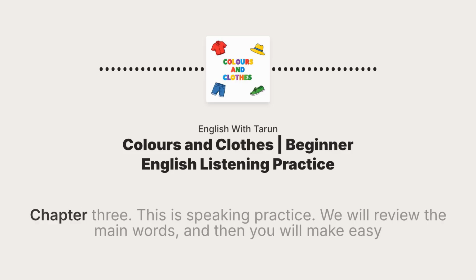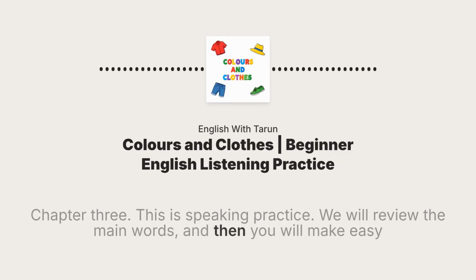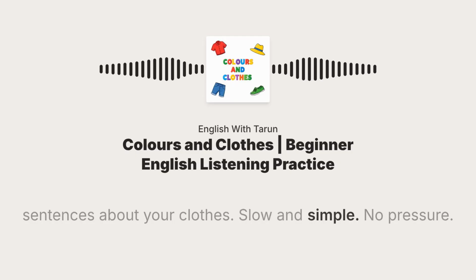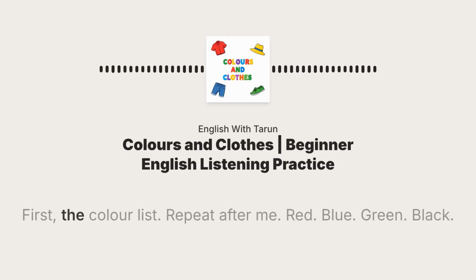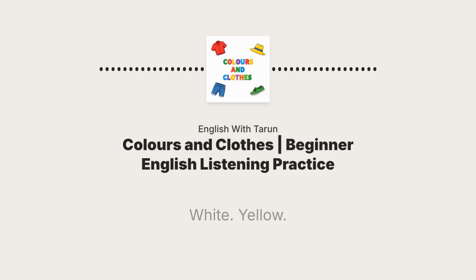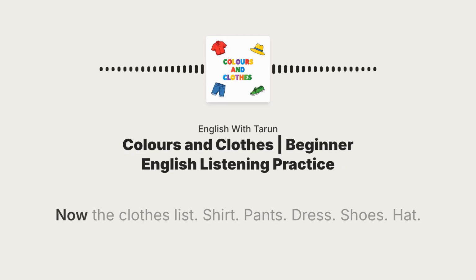Chapter 3. This is speaking practice. We will review the main words and then you will make easy sentences about your clothes. Slow and simple, no pressure. First, the color list. Repeat after me. Red, blue, green, black, white, yellow.